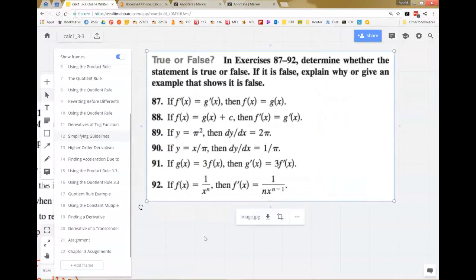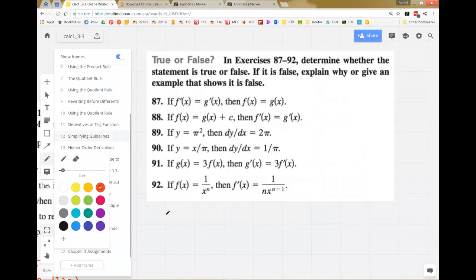Okay, number 89. So the directions in exercises 87 to 92: determine whether the statement is true or false. If it's false, explain why or give an example that shows it's false. All right, 89. If y equals pi squared, then its derivative, dy/dx, is 2 pi. And the answer is false.